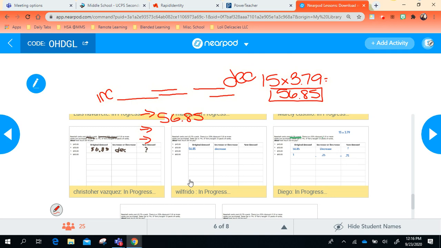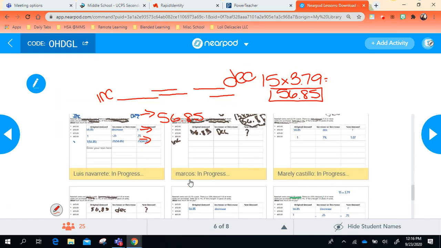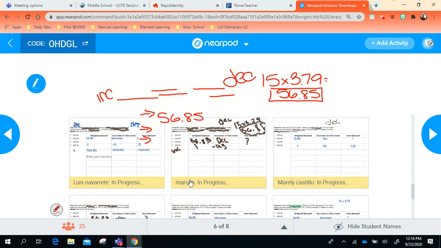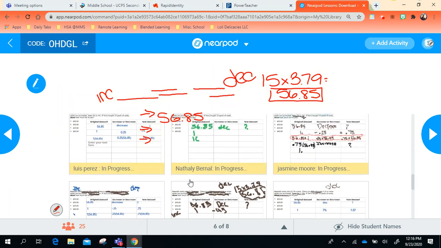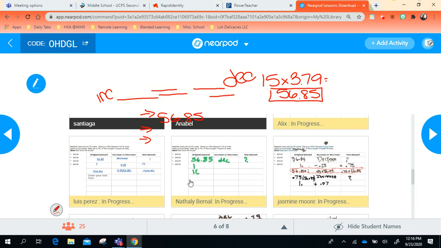Okay, I see people trying. It looks good. Make sure you do the first row and the second row. So Christopher, yours looks good. Marco, same. It looks very good. Morelli, check your percent. Remember, it's decrease. So decrease is 25%. Your second step is 7%. Natalie, that looks good. Keep going. Don't go down the column. Go across.